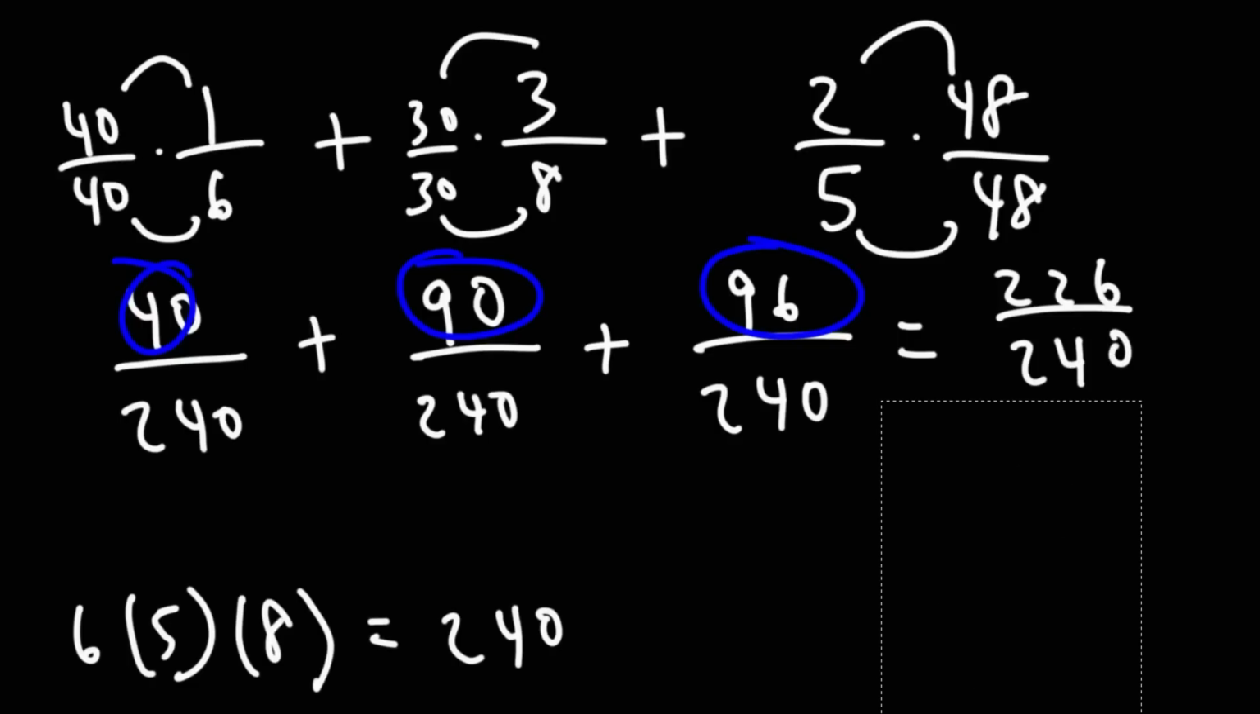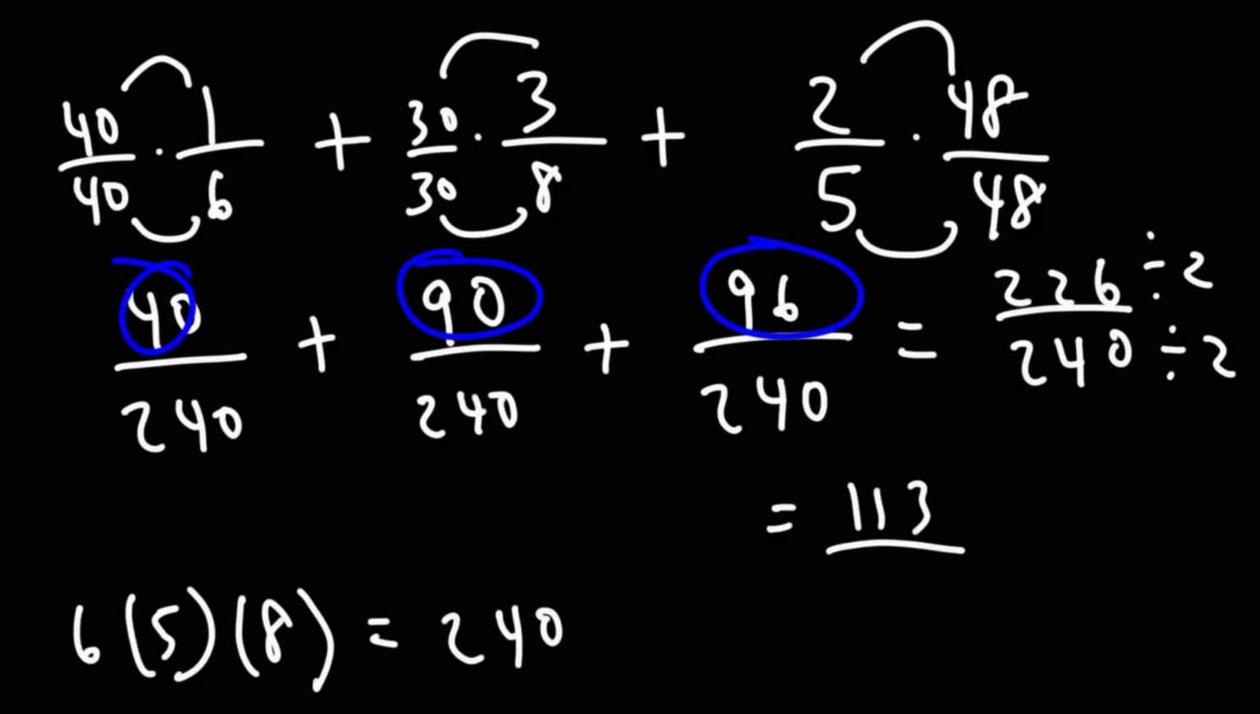Now we could simplify this fraction. Notice that the numerator and the denominator are both even. So we can divide the numerator and the denominator by 2. Half of 226, half of 22 is 11, half of 6 is 3, so it's going to be 113. Half of 240, half of 24 is 12, so this is just going to be 120.